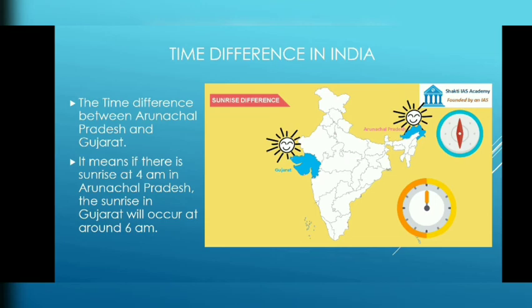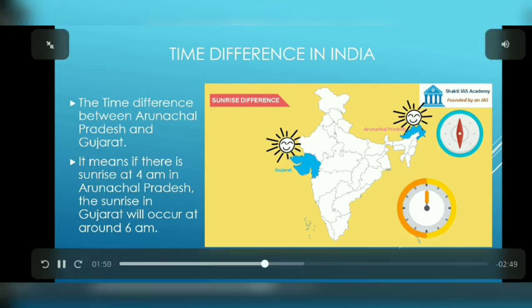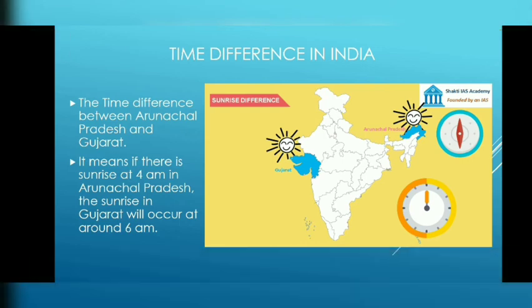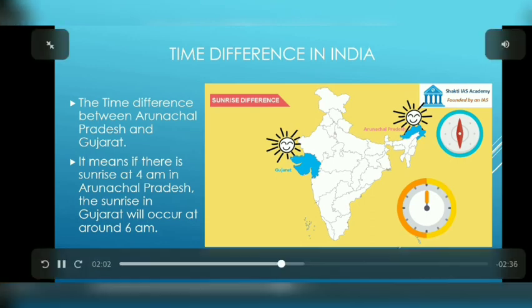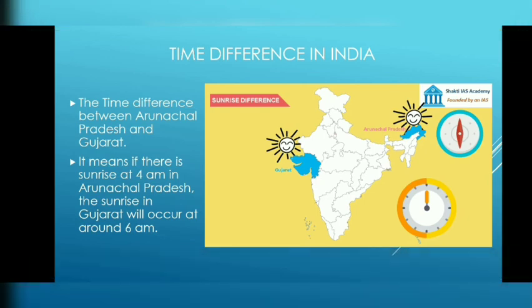Now let us study the time difference in India. The time difference between Arunachal Pradesh and Gujarat: if the sunrise is at 4 a.m. in Arunachal Pradesh, the sunrise in Gujarat will occur at 6 a.m.